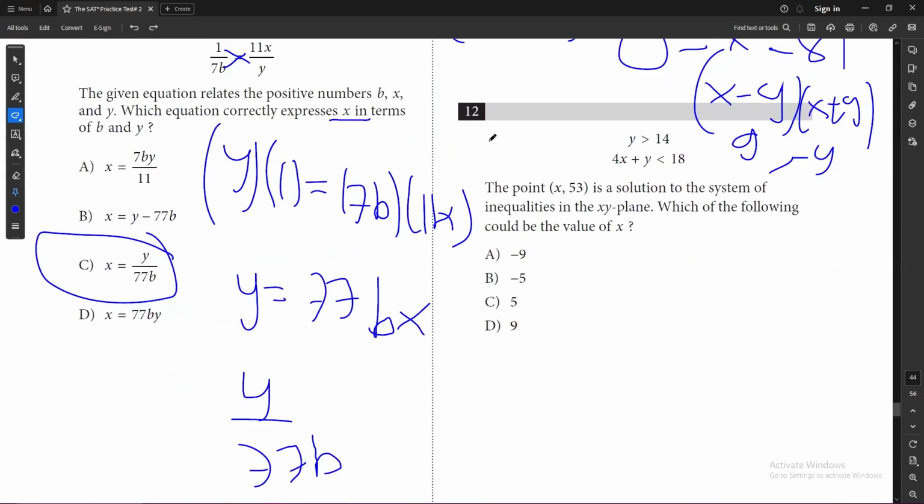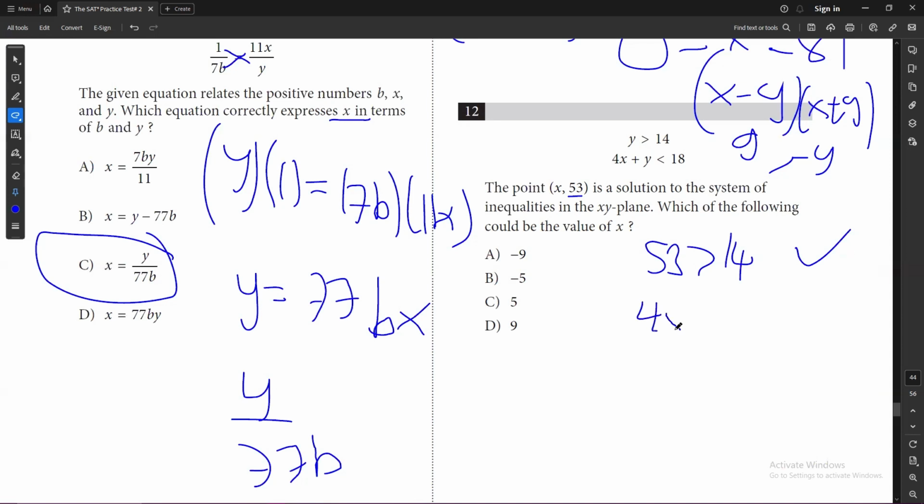So yeah, question number 12. The point (x, 53) is a solution to the system of inequalities in the xy plane. Which of the following could be the value of x? Very good question, guys. So basically, we know that our y value is 53. So I'm not going to write y for this question's answer. I'm always going to use 53 wherever I see y because it's simpler and it makes more sense. 53 is greater than 14. Correct. This is a correct statement.